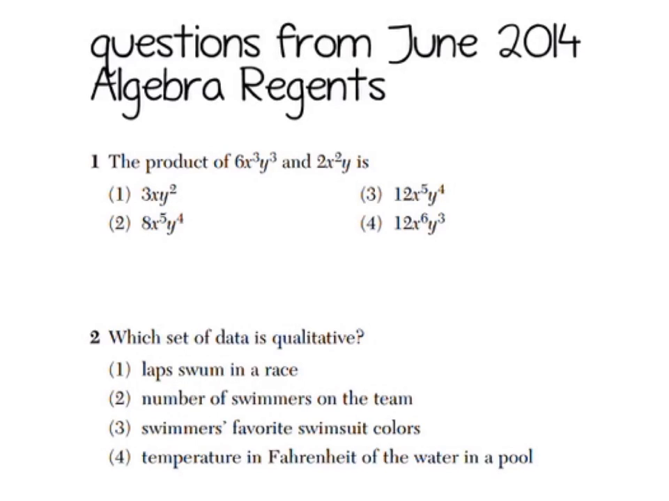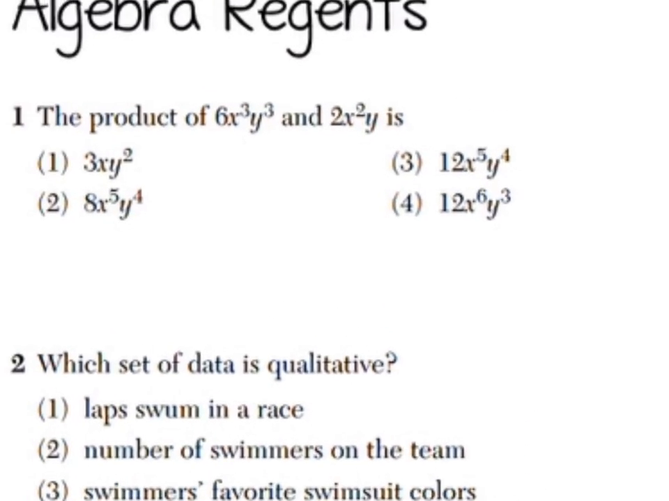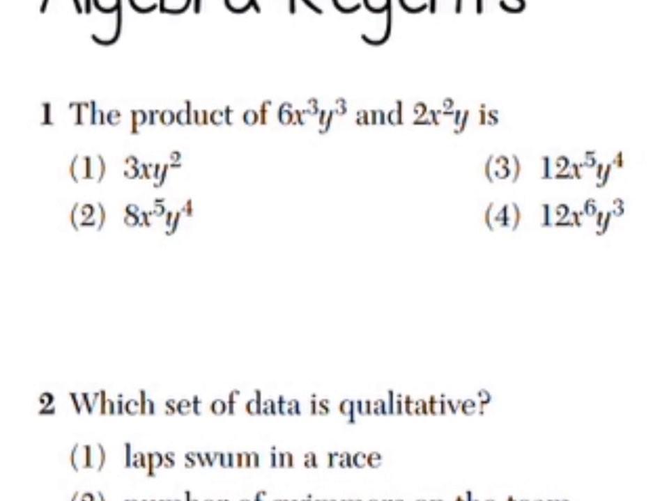Let's take a look at a few questions from the June 2014 Algebra Regents. I notice this says the product of 6x to the third, y to the third, and 2x to the second, y is what? Well, I know a few things when I'm looking at this problem. One, we're going to be doing multiplication because it says product.